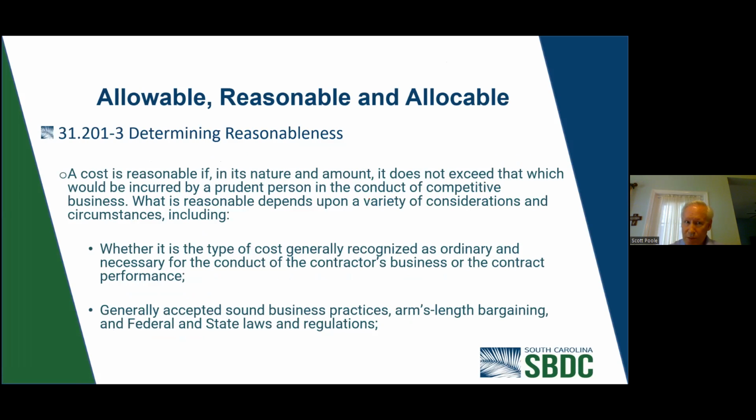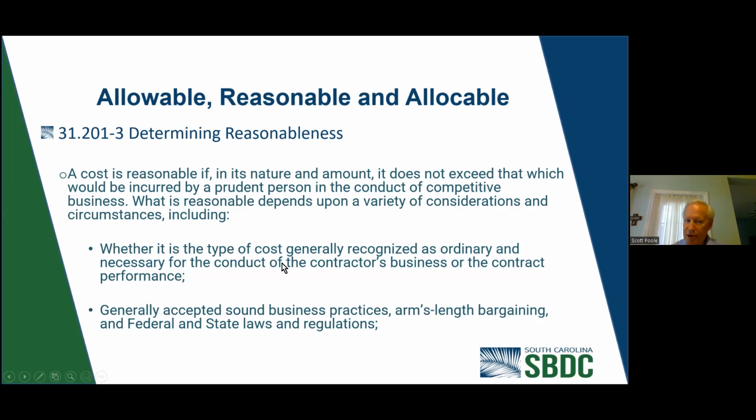Now, determine reasonableness. Again, another section of the FAR. A cost is reasonable if, in nature and amount, it doesn't exceed that which would be incurred by a prudent person in the conduct of a competitive business. So what is reasonable? It depends on a variety of considerations and circumstances.